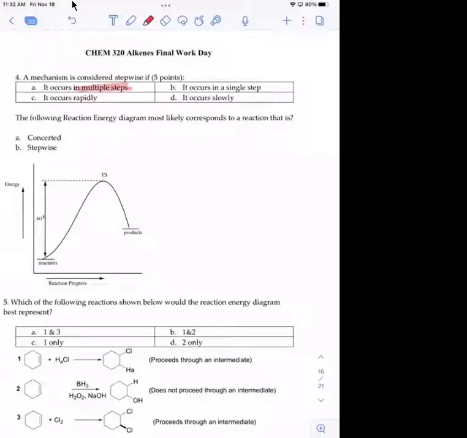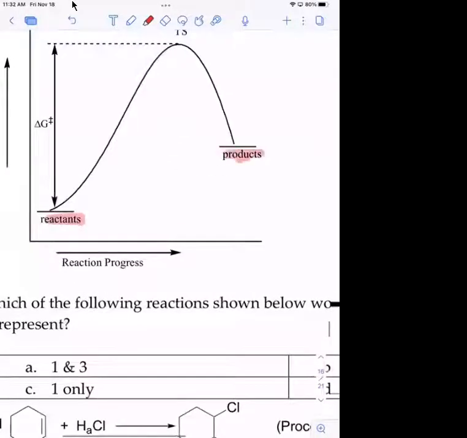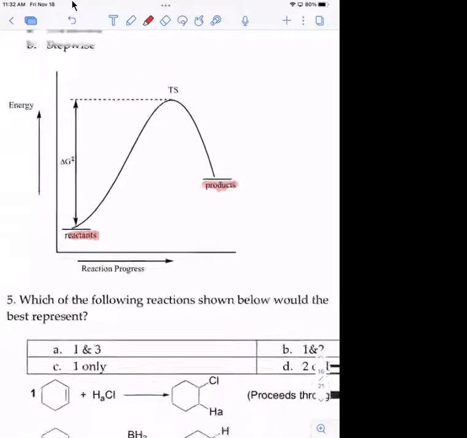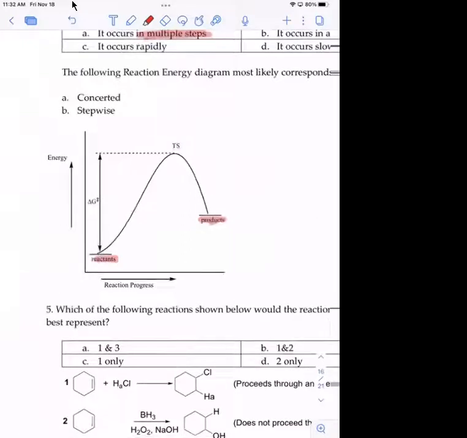If we look at the energy diagram right there, what does that energy diagram say to you? How many steps are in that reaction? One. Look at what it says: reactants to products with nothing in between. So there's only one step. Would that be concerted or stepwise? It's concerted. Is it endothermic or exothermic?